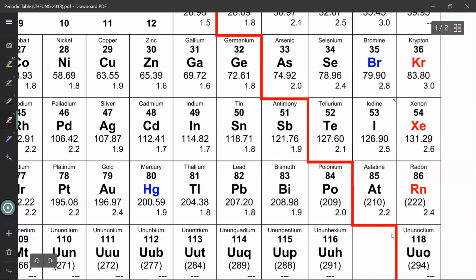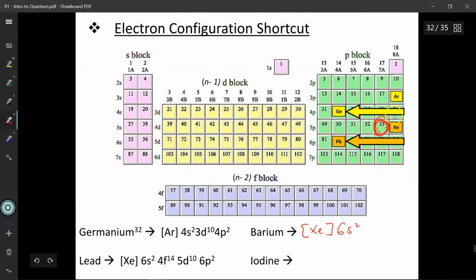Alright, and with iodine, we have a 53. And the noble gas before iodine would have been krypton, I believe. So square bracket Kr. We'll start from there, and that goes 5s1, 5s2, followed by a 4d1 through 10, so 4d10, and then 5p1, 2, 3, 4, 5, 5p5. And that'd be the shortcut method, or the short form method, for electron configuration of iodine.